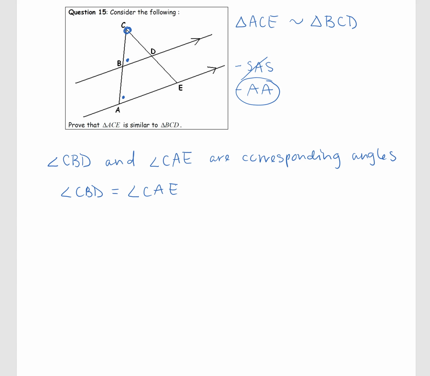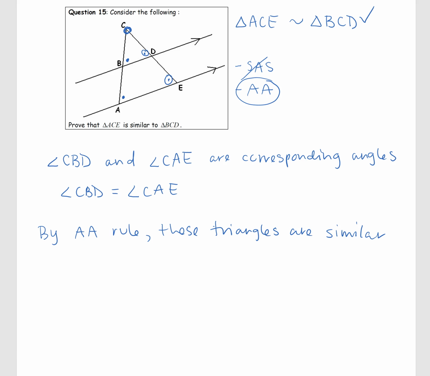That means that our third angle must match up, and again, we can look at our diagram and see that this is another transversal of the two parallel lines. So these two angles must be equal to each other as well. So all our angles match up for our triangles, and that means that by the angle angle rule, these triangles are similar. So we've proven this statement here and answered the question for question 15.